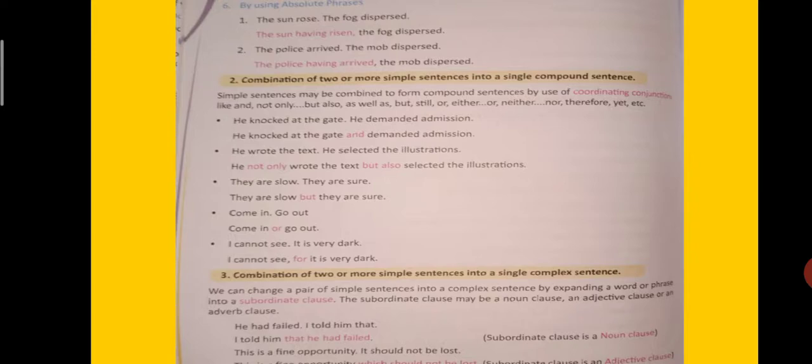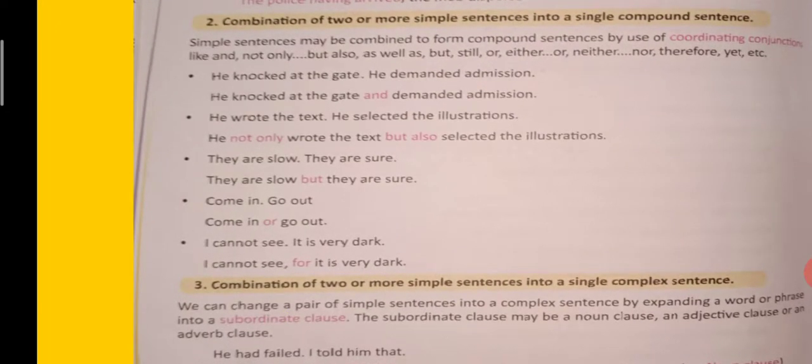They are slow, they are sure. They are slow, but they are sure. Next, come in, go out. Come in or go out. I cannot see. It is very dark. I cannot see, for it is very dark.